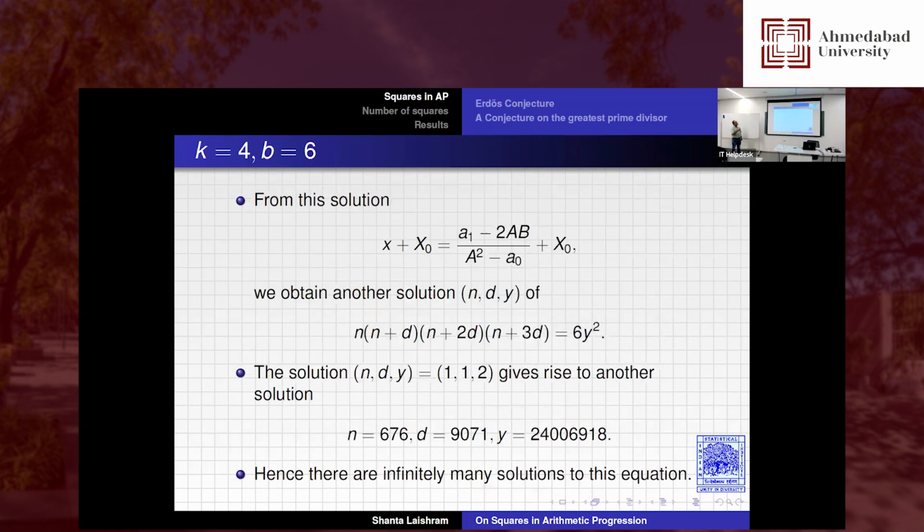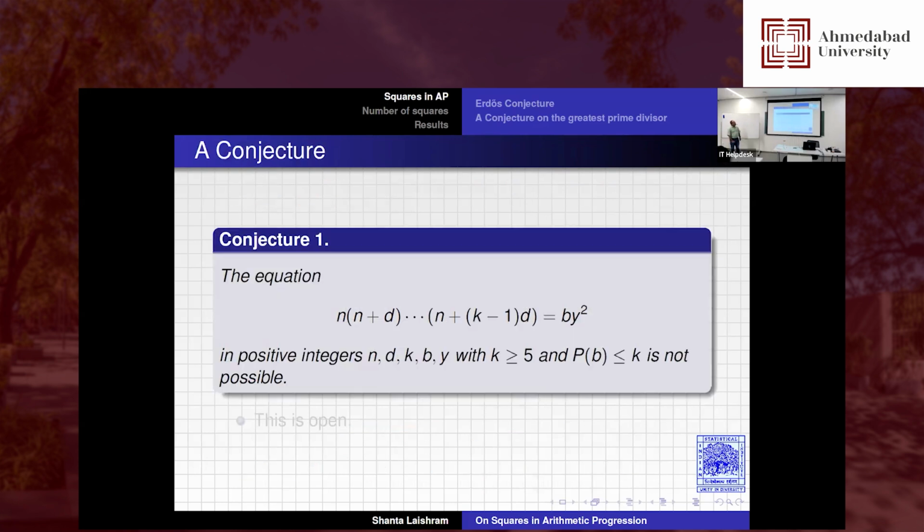Okay, so this is called Runge's method, where from one solution you keep on getting a new solution. Because of this, the general conjecture is that this equation has no positive integer solutions n, d, k, b, y with k at least 5 and the largest prime factor of b less than or equal to k, where b is a square-free number. So this is the conjecture.